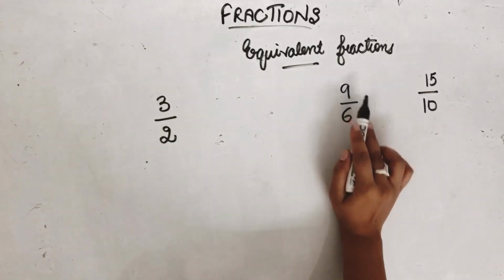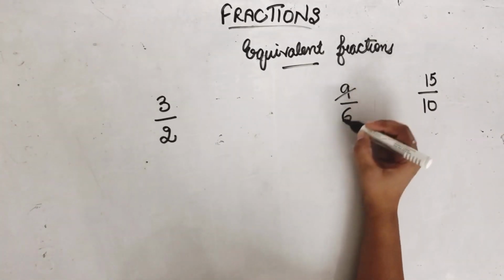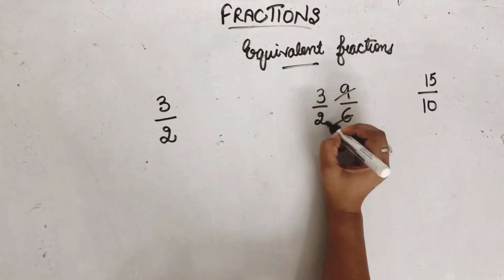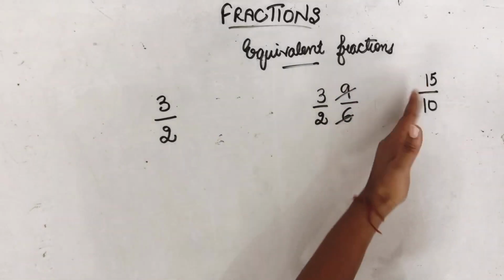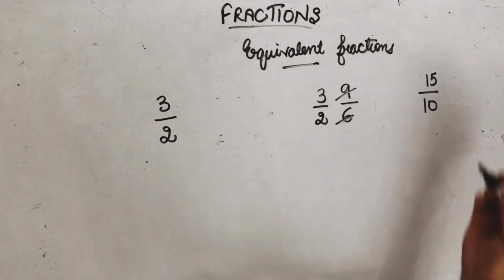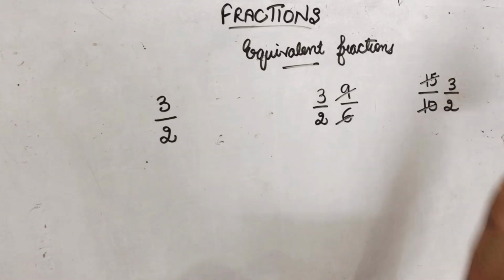So, this is 9 by 6. There is one more common factor, that is 3. We can simplify this fraction. It can be written as 3 upon 2. Again 15 by 10. We have one more common factor, that is 5. So we'll simplify this fraction and it will be 3 upon 2.